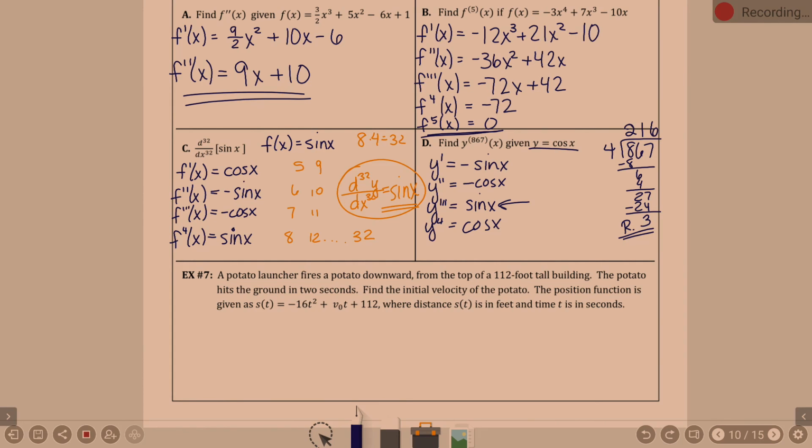Can you make it happen on the calculator? Kinda. Okay, so the 867th derivative of y with respect to x is equal to sine x. So no, I'm not doing 32 or 867 derivatives. Wait, is it sine x or cosine x? Sine x. It's fine, you got that.